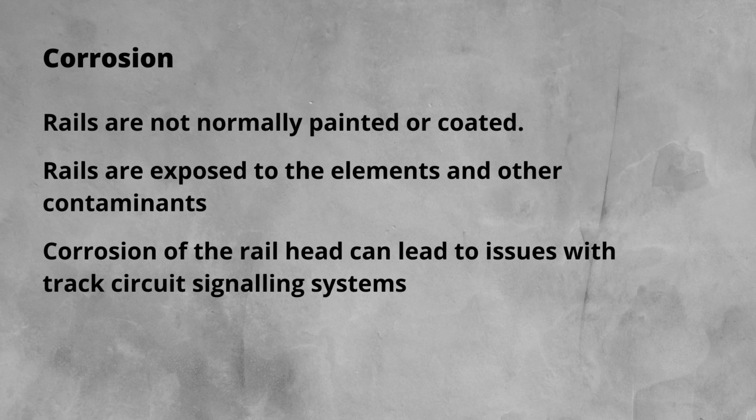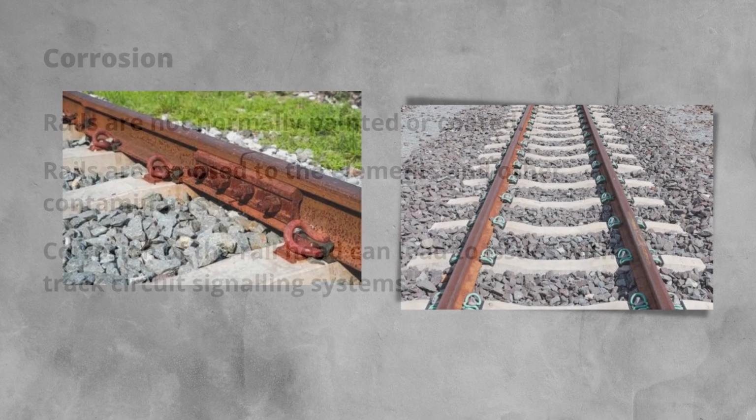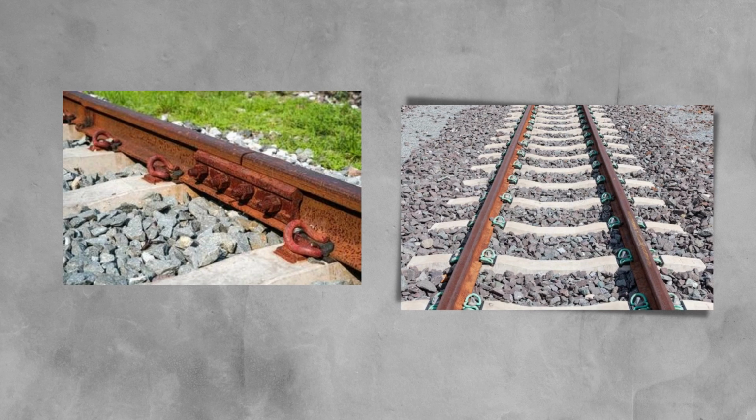It is where the current is passed between the rail and the wheel. This completes the circuit that shows the signallers and signalling system that there is a train in that area of track. Pretty important stuff. But on areas of track that are rarely used or are in wet environments such as tunnels, the head of the rail can corrode or rust over. This layer between the rail and the wheel can stop the electrical current passing, stopping the train appearing on the signalling system.